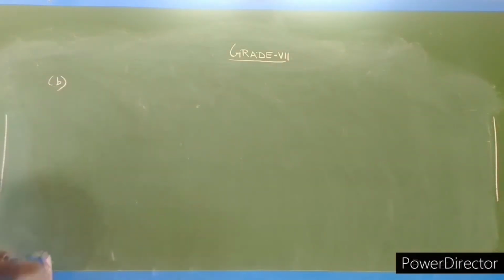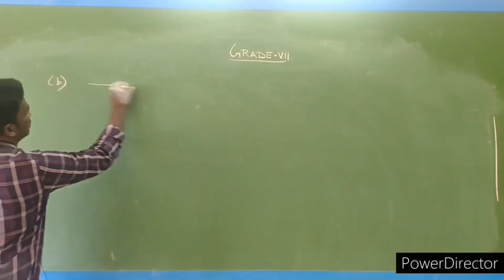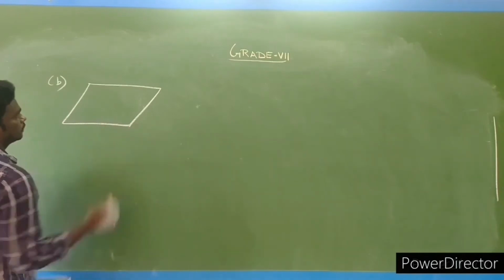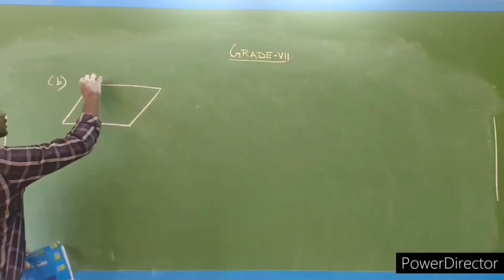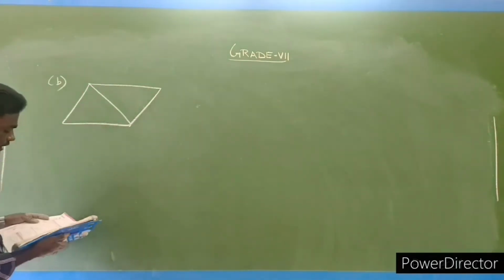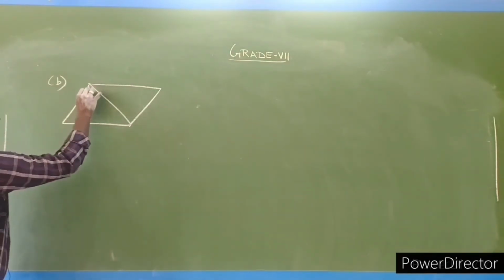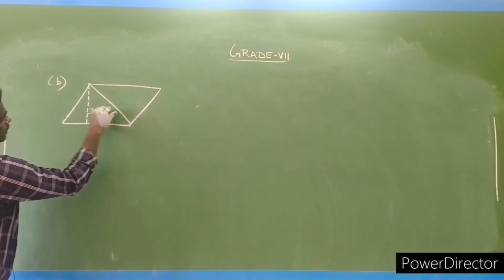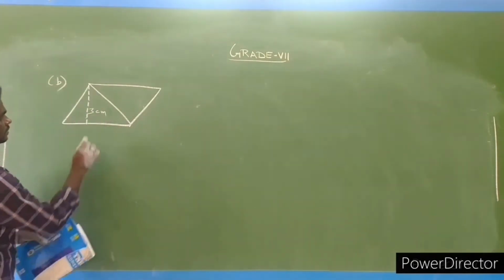Next, in B question, the parallelogram is given. What is the height of the parallelogram? 3 centimeter. The height is 3 centimeter and base is what is that? 5 centimeter.